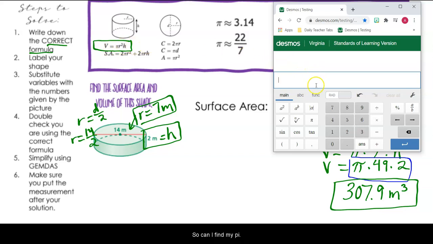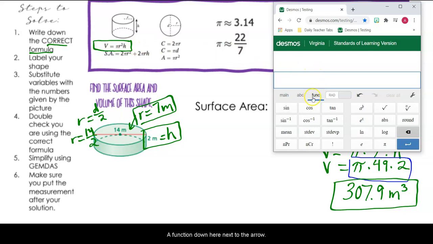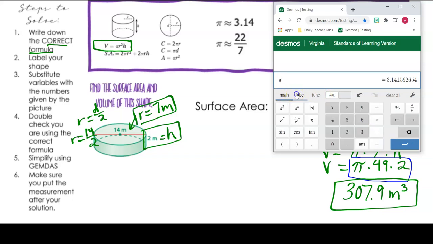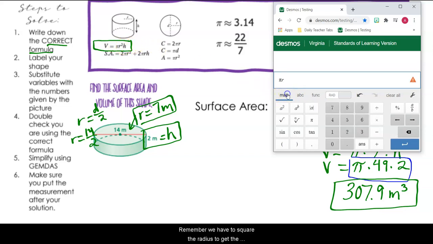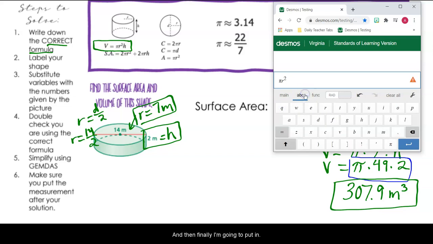So again, I find my pi function. It's down here next to the arrow, pi. Then I'm going to go to r for my radius. And remember, we have to square the radius to get the area of the circle. So I'm going to go back to main to the A2 to get that little 2. And then finally, I'm going to put in h. So that's the formula for volume.